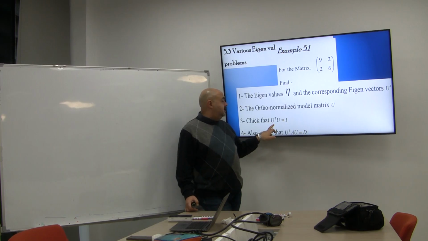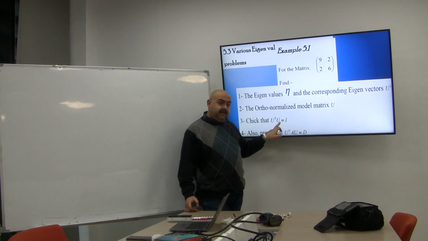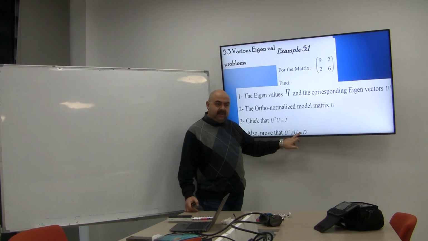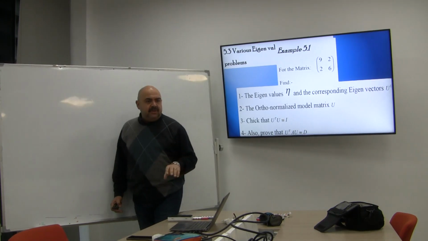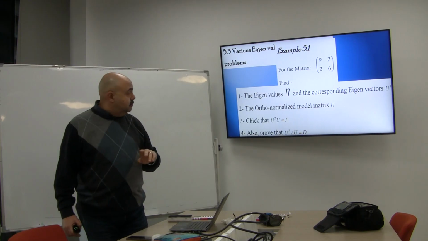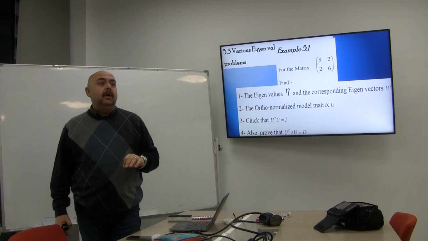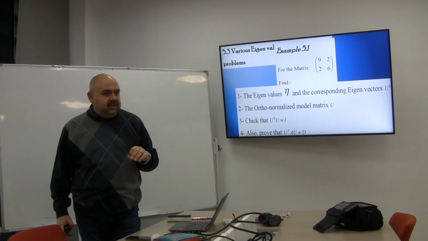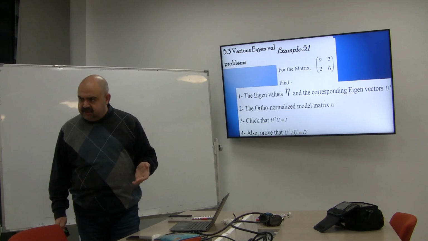Then I will check that U transpose times U equals I. This is a special case. And then we can get U transpose times A times U equals a diagonal matrix. U transpose here stands for the inverse of the modal matrix, because an orthogonal matrix has a very specific property: its transpose is its inverse. So I can diagonalize this matrix this way.